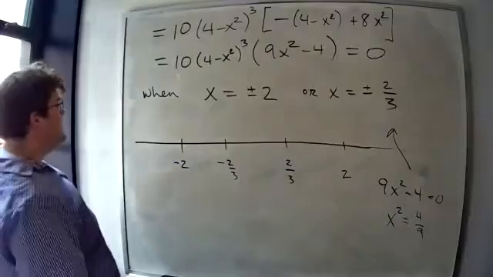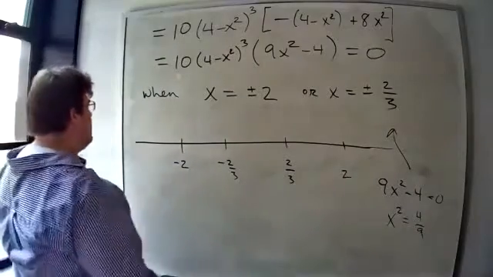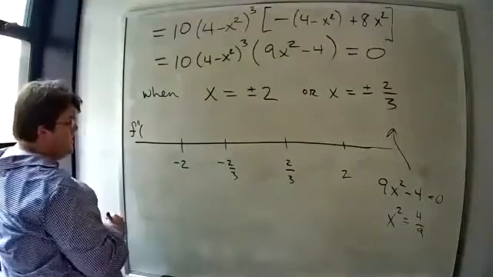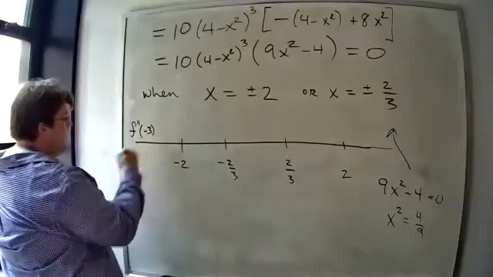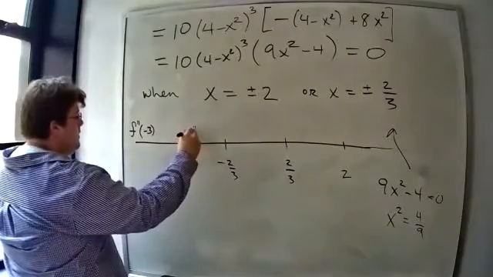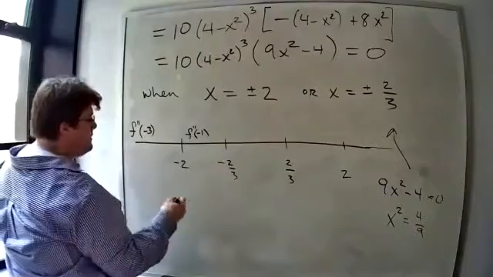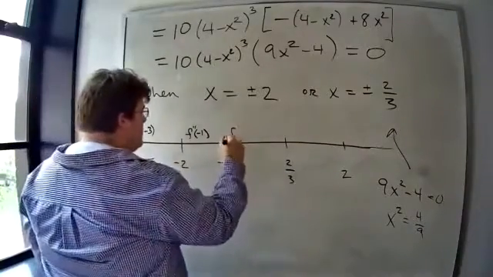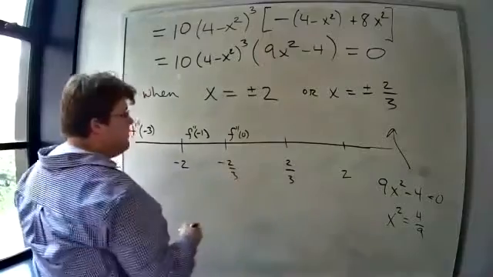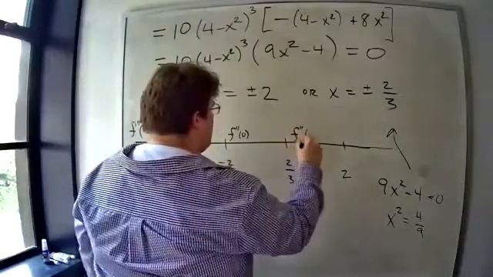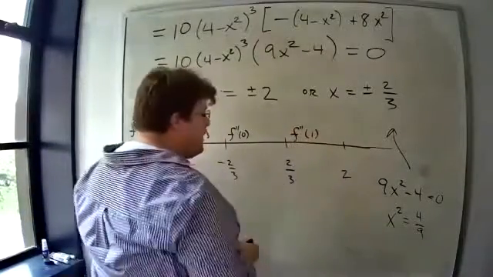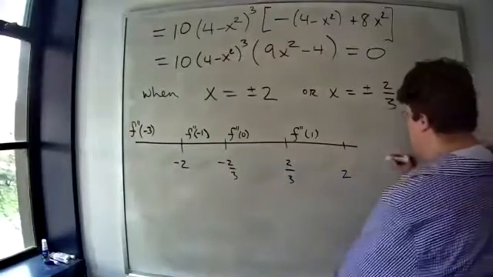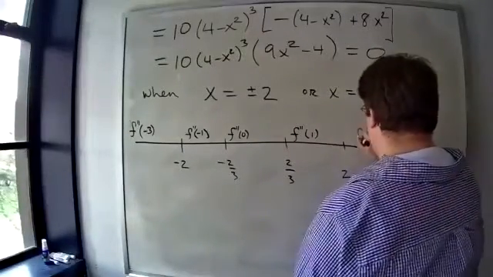So now, remember, this is the second derivative. The sign of the second derivative tells us about the concavity of the original function. So for the second derivative over here, well, we'll pick negative 3. In here, I'll pick negative 1. That's the most convenient number in there. In here, I'll pick 0. In here, I'll pick positive 1. And over here, I'll pick 3.